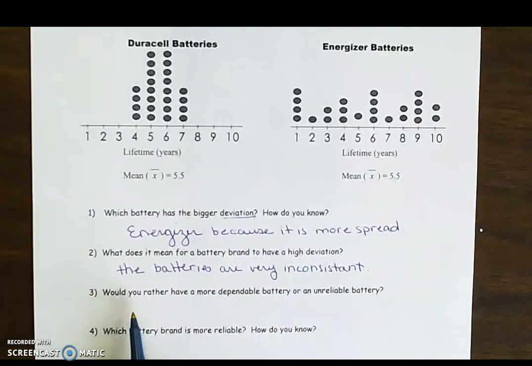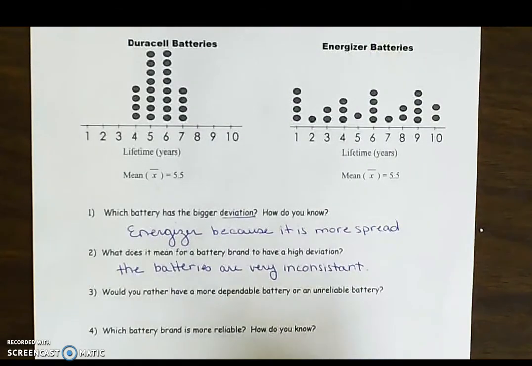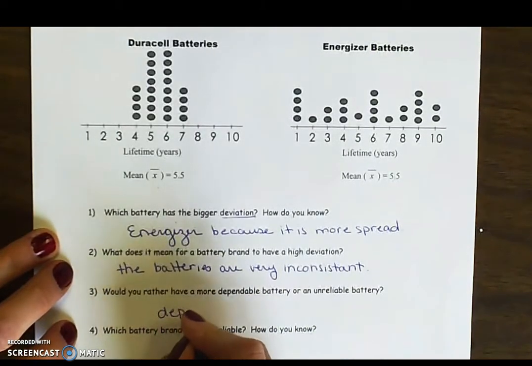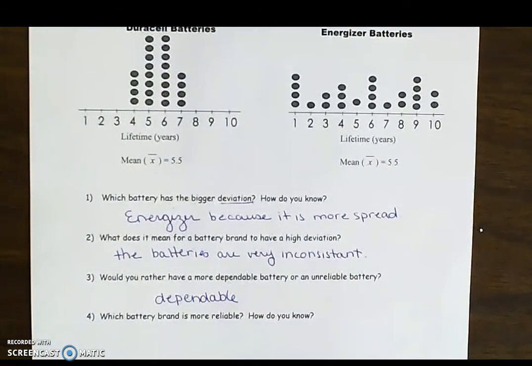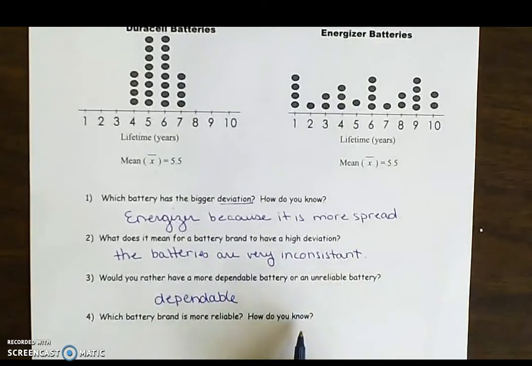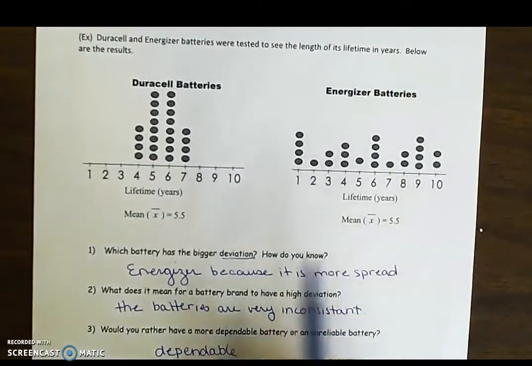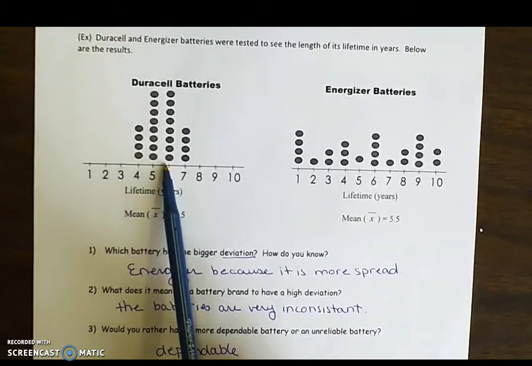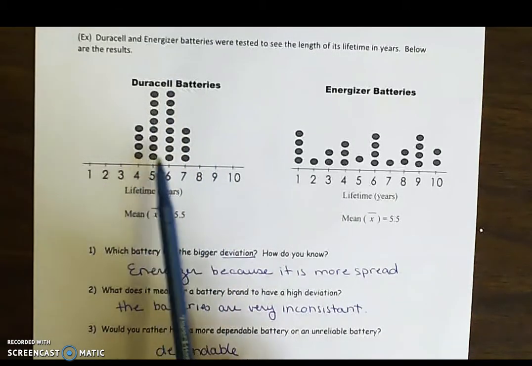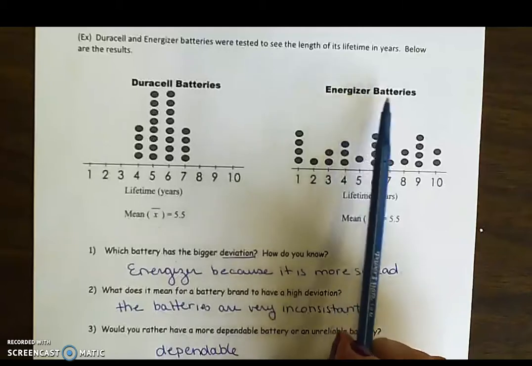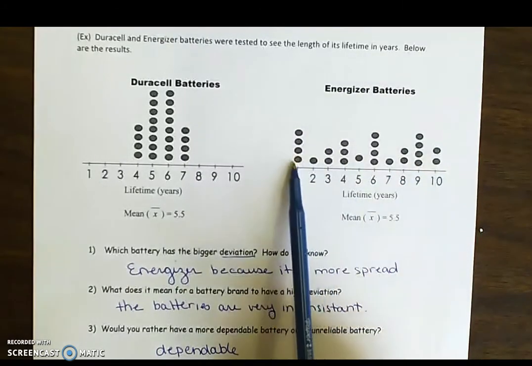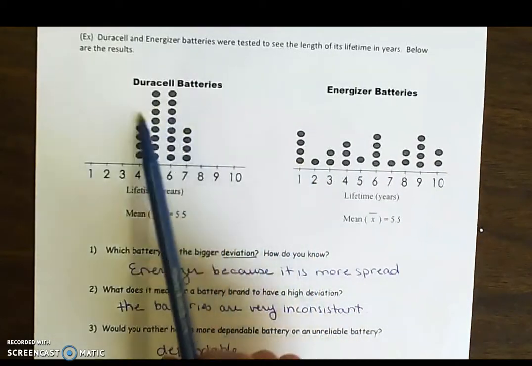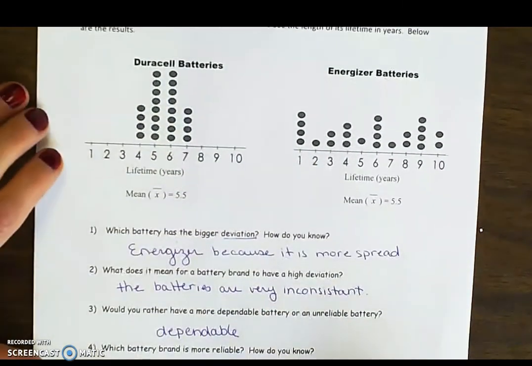So question number three, would you rather have a more dependable battery or an unreliable battery? Well, I think most of us would rather have a very dependable battery. So which battery is more reliable? Which battery is more dependable? And how do you know? Well, let's take a look here. If I put a Duracell battery into my device, it's going to last anywhere from 4 to 7 years. If I put an Energizer battery into my device, it's going to last anywhere from 1 to 10 years. Well, I really don't want it to last just 1 year. I would rather have it more dependable to know that it's going to last from 4 to 7 years.